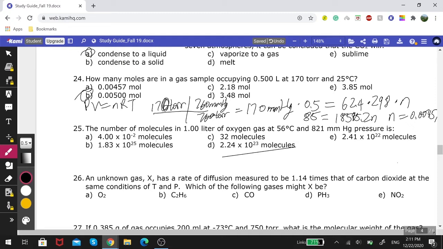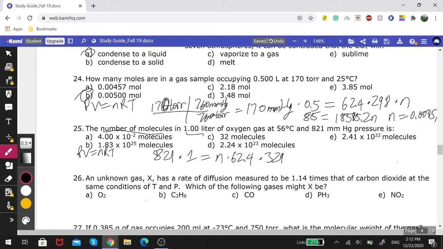Number 5, it's the same thing. PV equals nRT. Now it gave us mmHg. Everything looks right. So we have pressure, which is 821, times volume, V is 1 liter, is equal to the number of moles, which we do not know, N. It's asking for the number of moles, times the constant, which is the same constant as before, as they're both in mmHg, which is 62.4, and times temperature, which is 56 plus 273, 329 Kelvin.